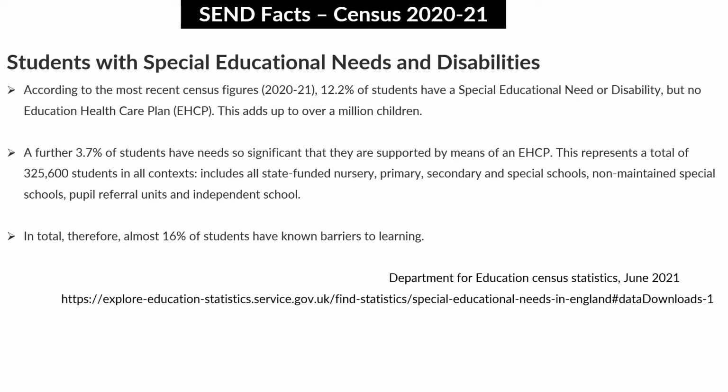This represents a total of 325,000 students, and that's within all contexts. So state-funded nurseries, primaries, secondaries, special schools, non-maintained special schools, pupil referral units, independent schools and hospital schools. In total, therefore, almost 16% of students in any classroom have known barriers to learning.